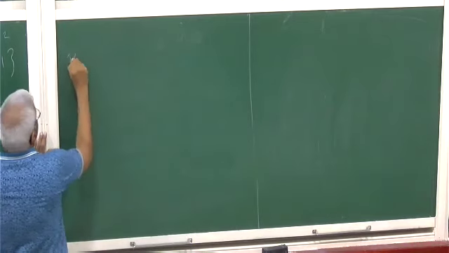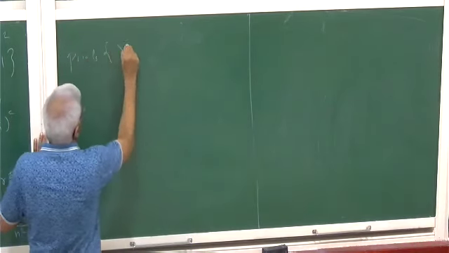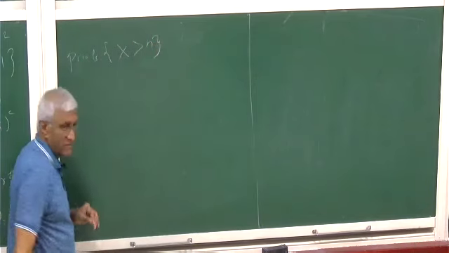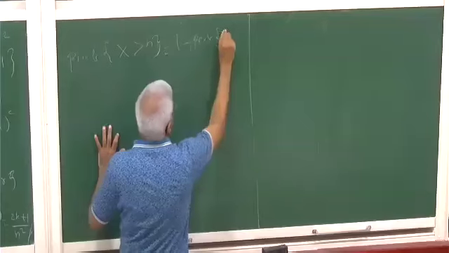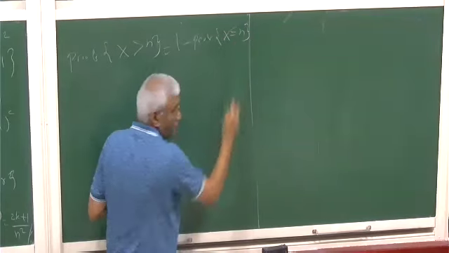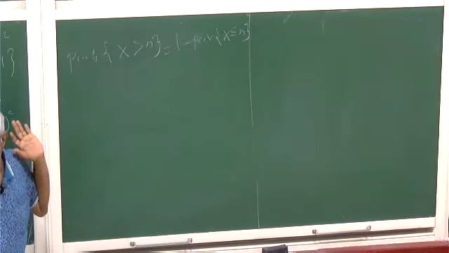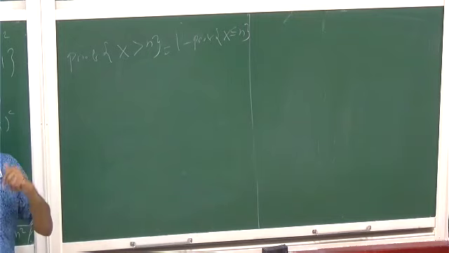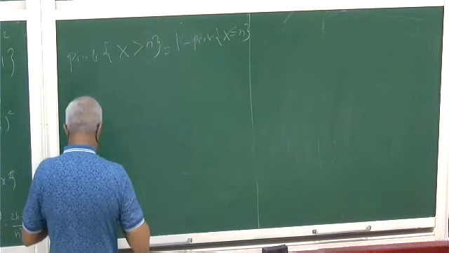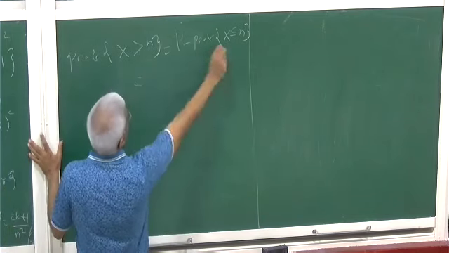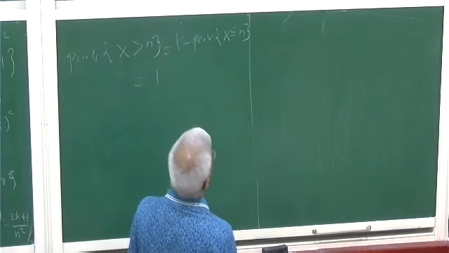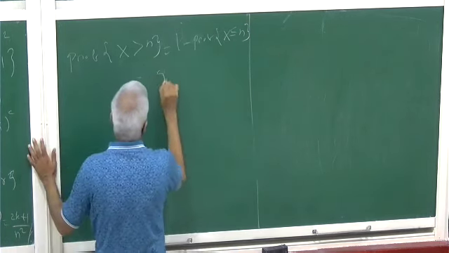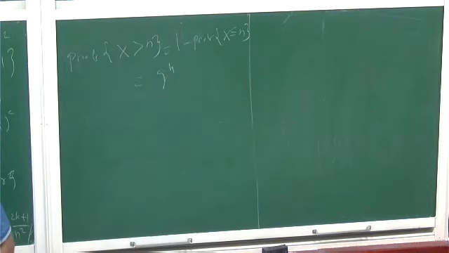Now the probability of x greater than n is equal to 1 minus the probability of x less than or equal to n, right? It is just the complement. Probability of A is 1 minus probability of A complement. Now the probability of x less than or equal to n we have calculated, which is 1 minus q power n. So this is just q power n.